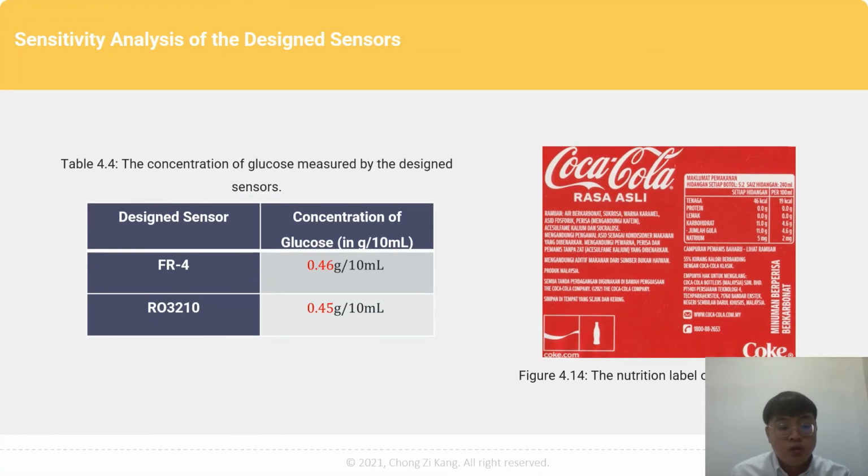Based on the nutrition label of Coca-Cola drinks in figure 4.14, the total sugar present in 100 ml of Coca-Cola drinks is 4.6 gram, and therefore the total sugar present in 10 ml of Coca-Cola drinks is 0.46 gram. By comparing the measured results in table 4.4 with the nutrition label of Coca-Cola drinks, it is observed that the design sensor using the FR4 substrate has a higher accuracy than the design sensor using the Rogers substrate.